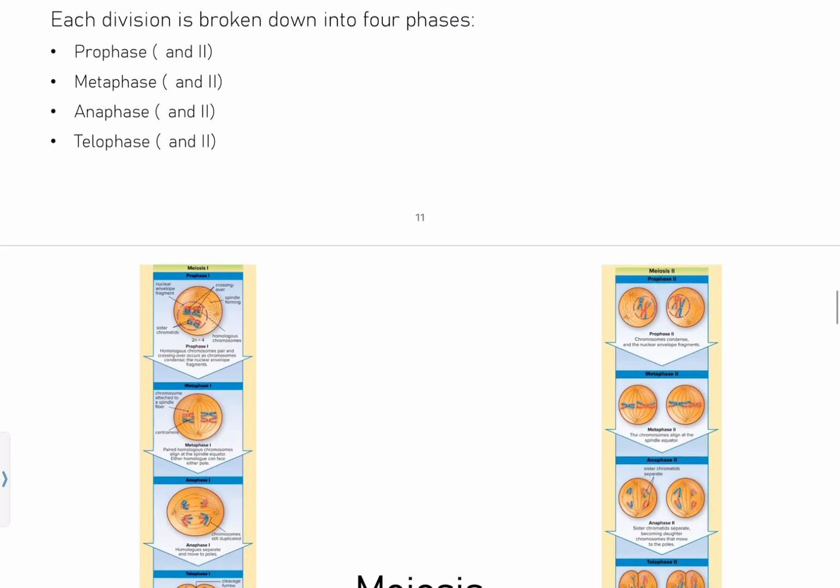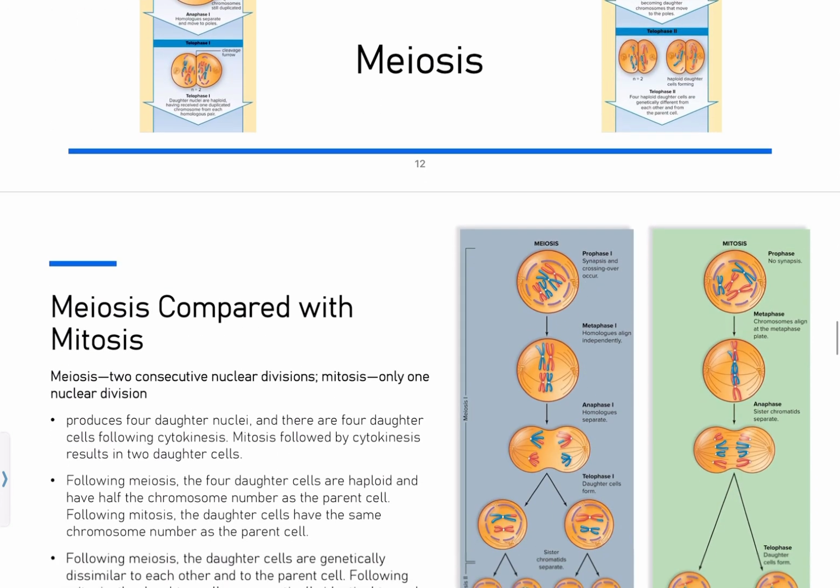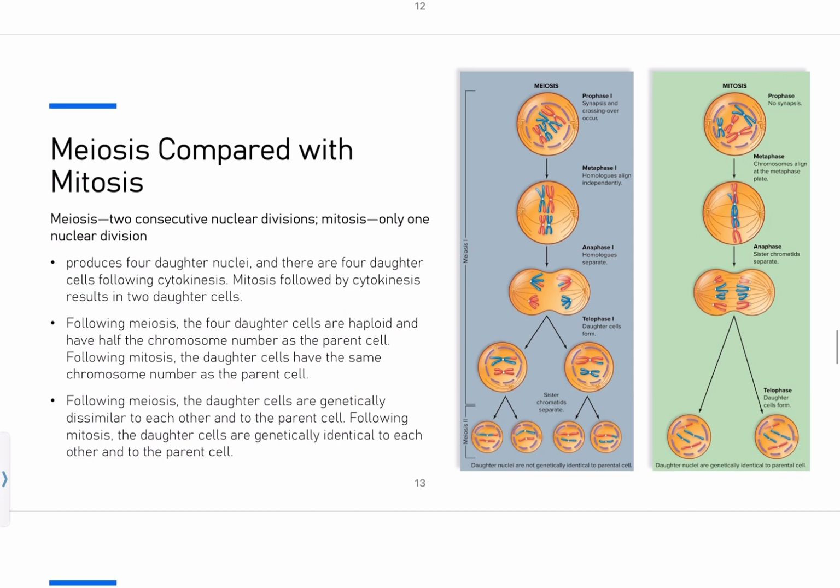So let's compare meiosis with mitosis to understand how these processes are different. Meiosis is going to involve 2 nuclear divisions, where mitosis only has 1. That's a key difference. Meiosis ends with 4 daughter nuclei, and after the cell divides completely through cytokinesis, you get 4 daughter cells. In contrast, mitosis plus cytokinesis gives you just 2 daughter cells.